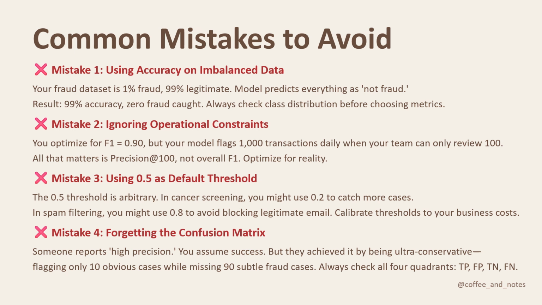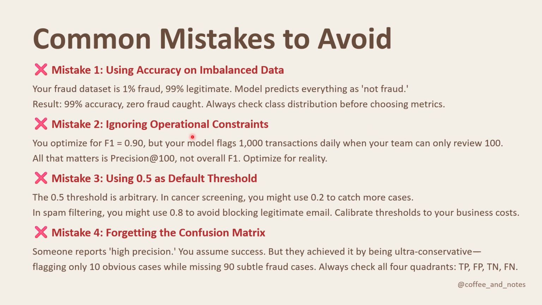Now, let me walk through the mistakes I see constantly. Mistake number one, using accuracy on imbalanced data. Your fraud data set is 1% fraud, 99% legitimate. Someone builds a model. It predicts everything as not fraud, and they report 99% accuracy. They are proud. Don't be that person. Check class distribution before choosing metrics. For imbalanced data, accuracy is a lie.